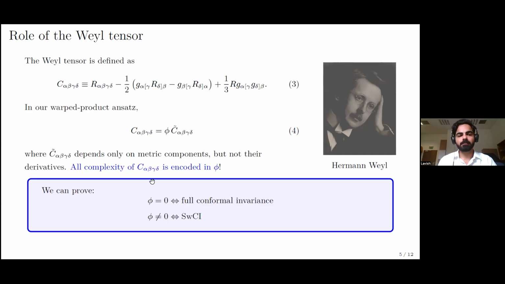So in this work, we could actually prove that when we take phi to be 0, that is, when the Weyl tensor vanishes, this implies full conformal invariance and vice versa. And when we take the Weyl tensor to be non-zero, that implies scale without conformal invariance.